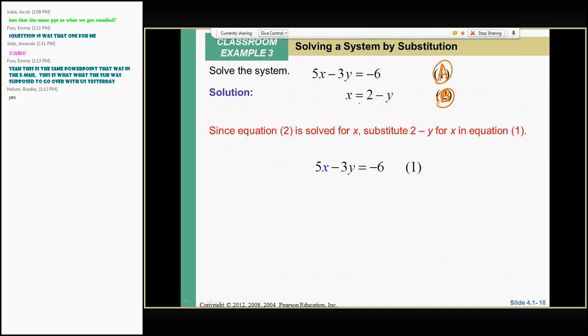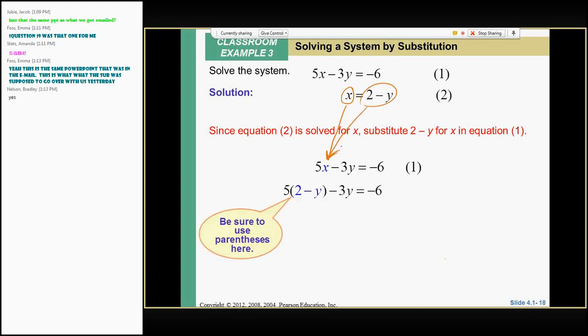You look for one of the equations that's solved for a variable. Well, this one's already solved for x. So what you want to do then is substitute, and I'm just going to leave them as 1 and 2 because it'll get too confusing. You're going to substitute that equation into the other equation. So this x, which is 2 minus y, is going to go in for x there, into the other equation. And then you solve for y.